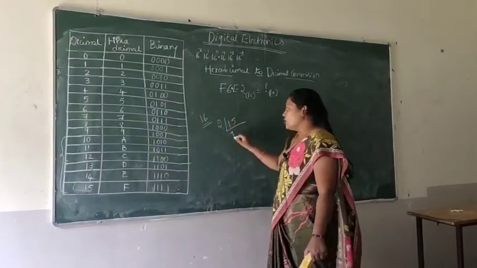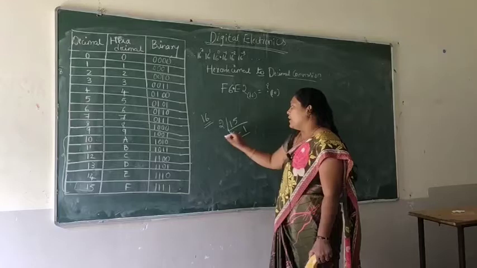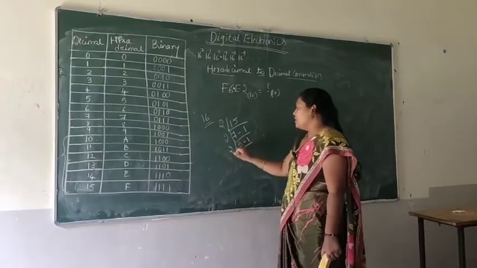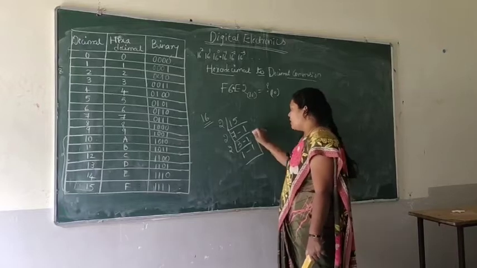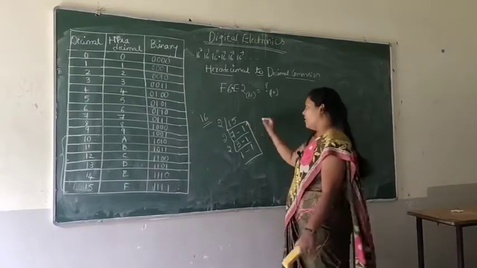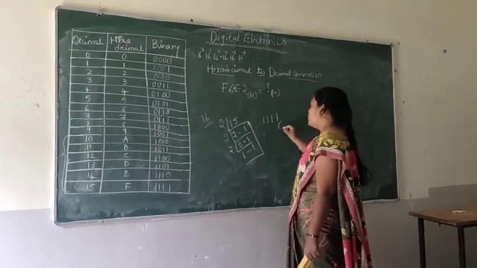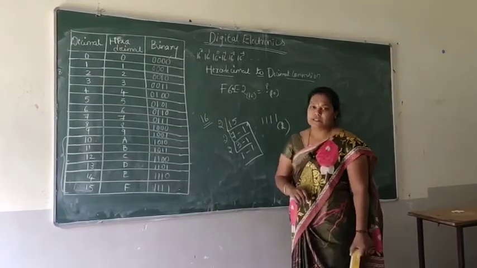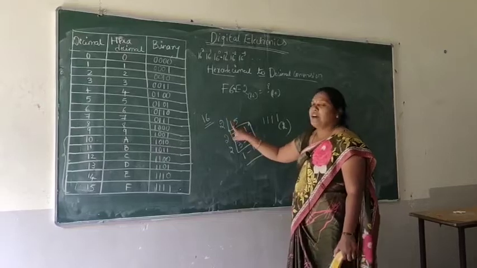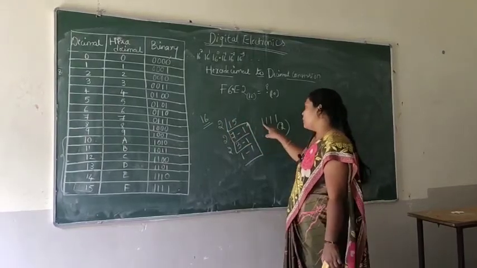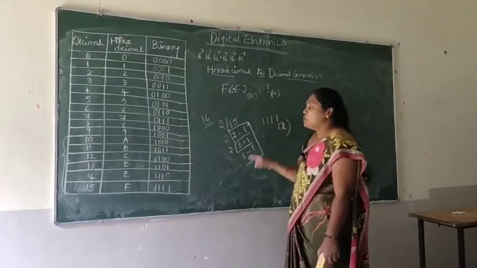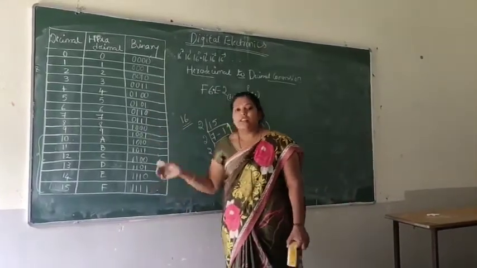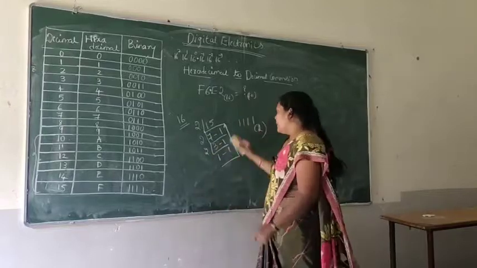So what do you get? 2 7s are 14, remainder is 1. Then 2 3s are 6, remainder is 1. Then 2 1s are 2, remainder is 1. From bottom to top you have to take the values: 1 1 1 1. So which number system is it in? Binary. The maximum value is represented by how many bits? 1, 2, 3, 4. So we represent the values from 0 to 15 using 4 bits.